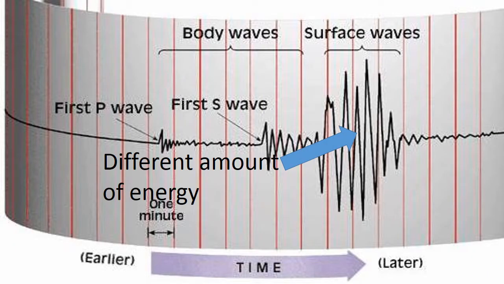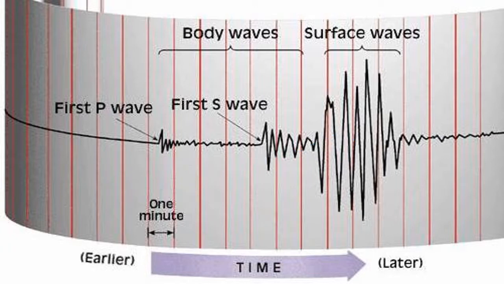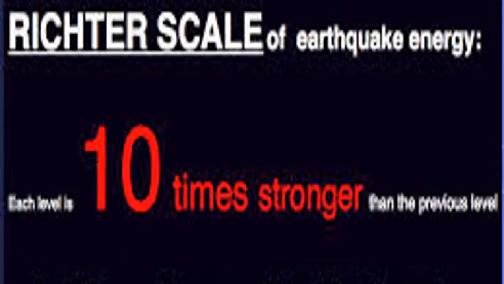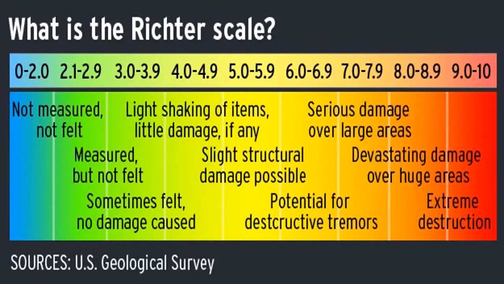Earthquakes release different amounts of energy. The amount of energy released is described as the magnitude of an earthquake. For each increasing magnitude on the Richter scale, the impact of the earthquake becomes 10 times greater in magnitude than the previous one. The Richter scale is from a scale of 1 to the strongest ever recorded, which is 9.5.